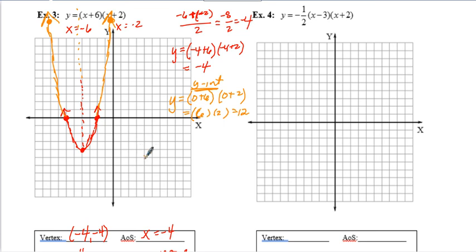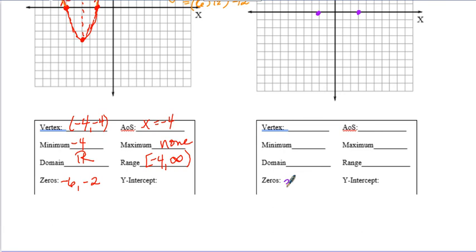Now let's look at example number 4. Example number 4 again is in intercept form. It's in factored form. We'll go ahead and find our x-intercepts first, right? Where does it cross the x-axis? Well, we set x minus 3 equal to 0, so x equals 3 is one of them. And x equals negative 2 is another. So positive 3 and negative 2 are intercepts. I can go ahead and fill that in on my table.